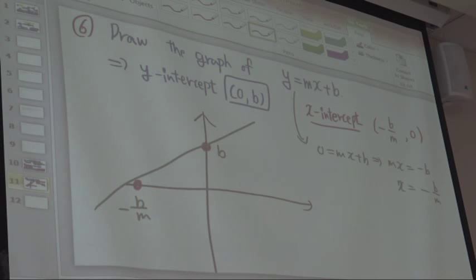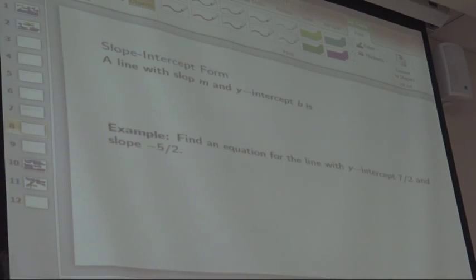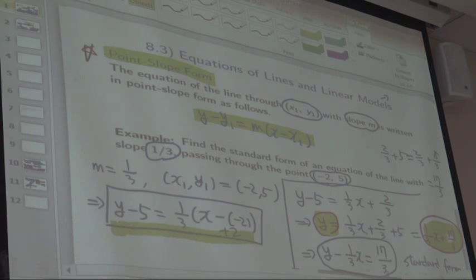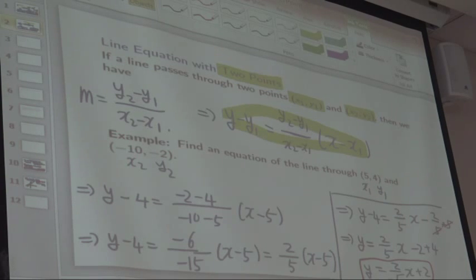All right, so that's all. Let's go back to the previous one. So we have the point-slope format, y minus y1 equals m times x minus x1, and we did that. And we have a line equation with two points. When two points, x1, y1 and x2, y2, are given, we can find the slope m, and then we can get the line equation: y minus y1 equals (y2 minus y1) over (x2 minus x1), times (x minus x1).